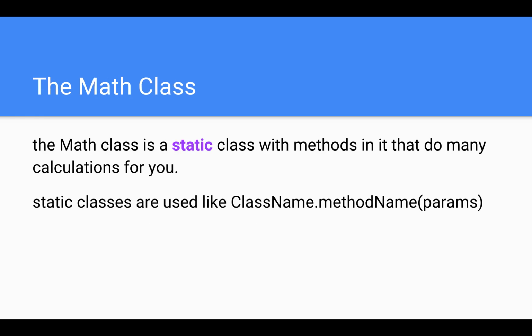The math class. The math class is a static class with methods in it that do many calculations for you. Static classes are used like class name dot method name with its parameters in it. So in this case, class name would be Math.